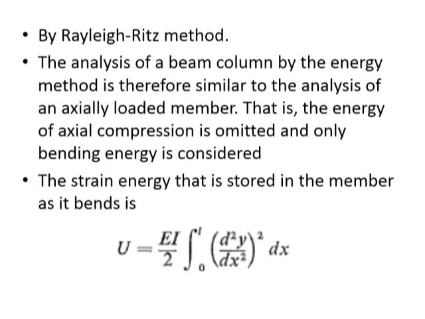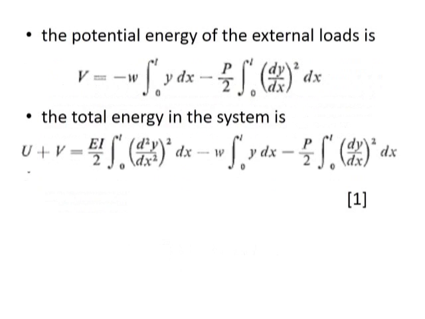The strain energy that is stored in the member as it bends is U equal to EI by 2 integral 0 to L (d²y/dx²) whole squared dx. The potential energy of the external load is V equal to minus W integral 0 to L y dx minus P by 2 integral 0 to L (dy/dx) whole squared dx. The total energy in the system is U plus V.